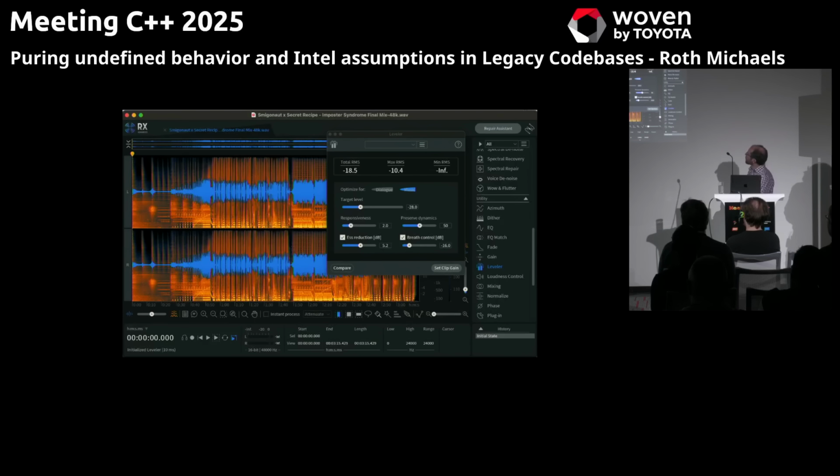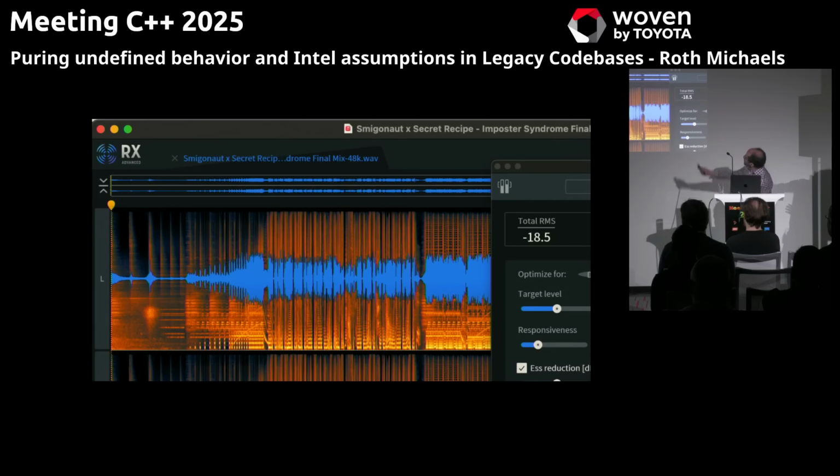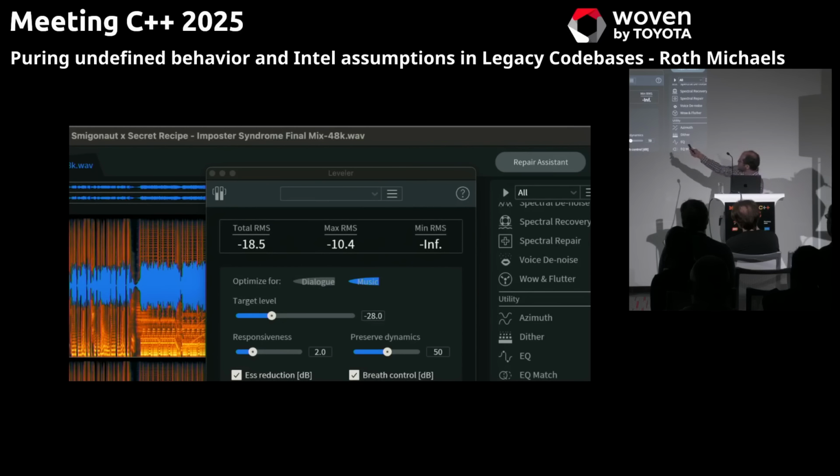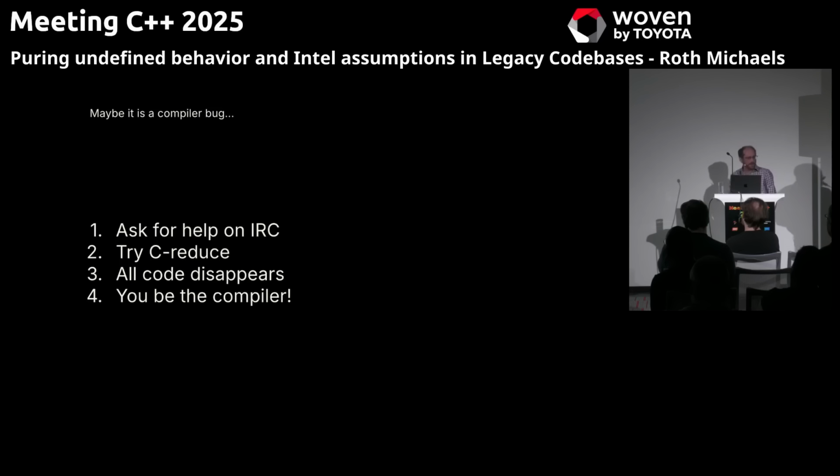I'll zoom in to show you what's wrong. These tabs, instead of being a trapezoid, are turned into this weird triangle. And all of a sudden, these radio buttons, instead of being circles, are these weird, long, cut-off ellipses. And we're like, that's strange. Maybe it's a compiler bug. So we asked for help on IRC. Someone suggested this program, C-Reduce, where you give it a test case and it will basically delete code until it finds the minimal thing that's causing a problem. And all the code disappeared.